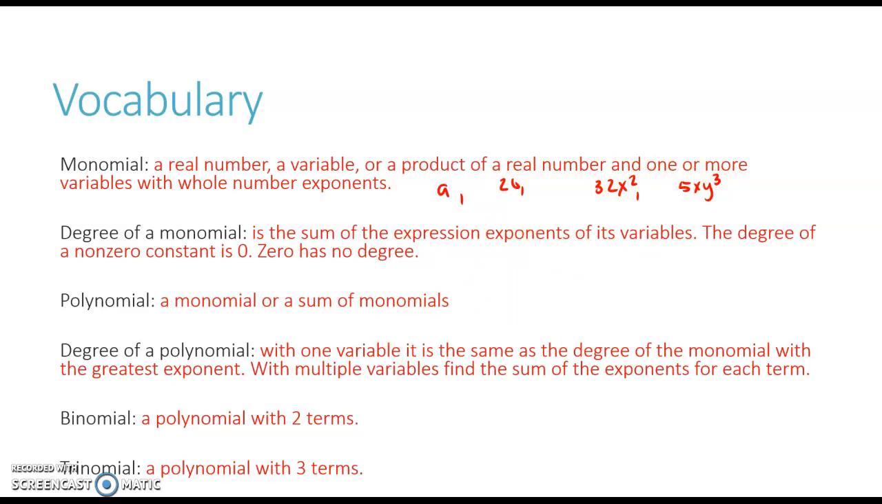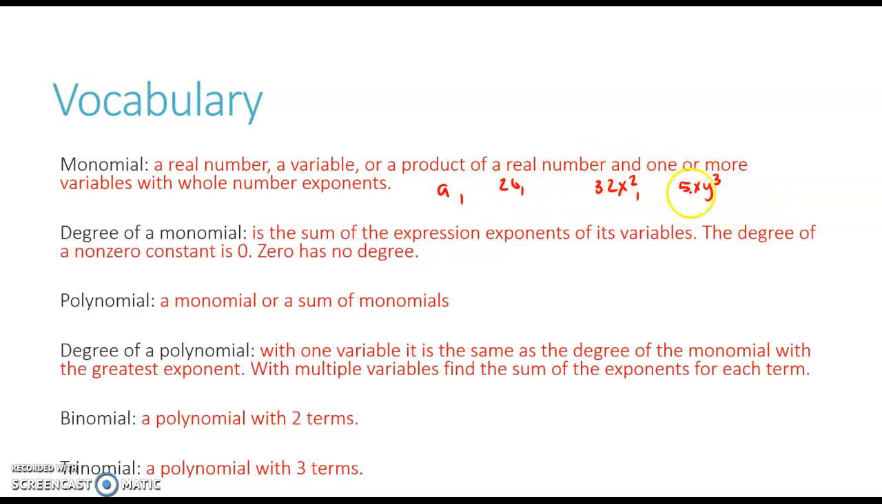The degree of a monomial is the sum of the exponents of its variables. The degree of a non-zero constant, so any number that's not zero, is 0, and 0 has no degree. So if we look at these up here, like the first one, that's degree 1. 20 would have a degree 0 because it's a constant. 32x squared has a degree 2.